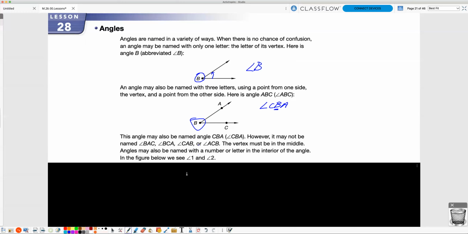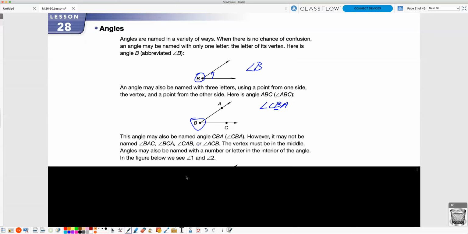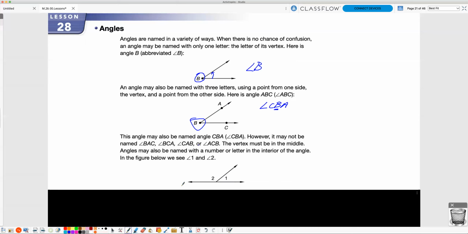Angles may also be named with a number or a letter in the interior of the angle. In the figure below, we see angle 1 and angle 2. So you can see this particular line continues on. This ray shoots out from this point. So this is considered the vertex. There is no label here, but it's just labeled, in this case, angle 1, and this side is labeled angle 2.